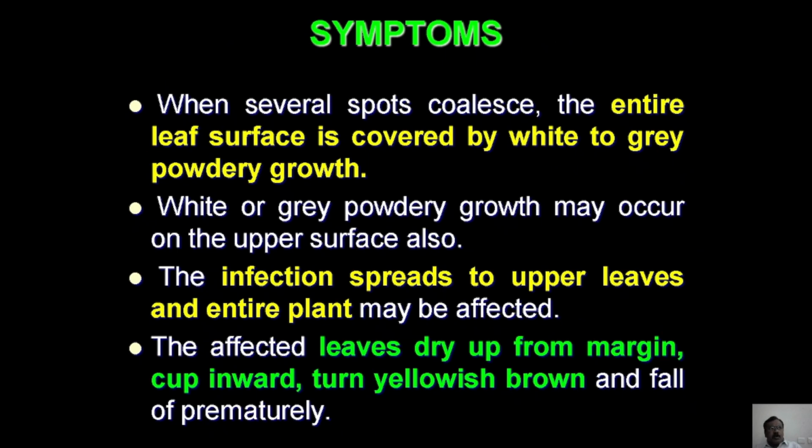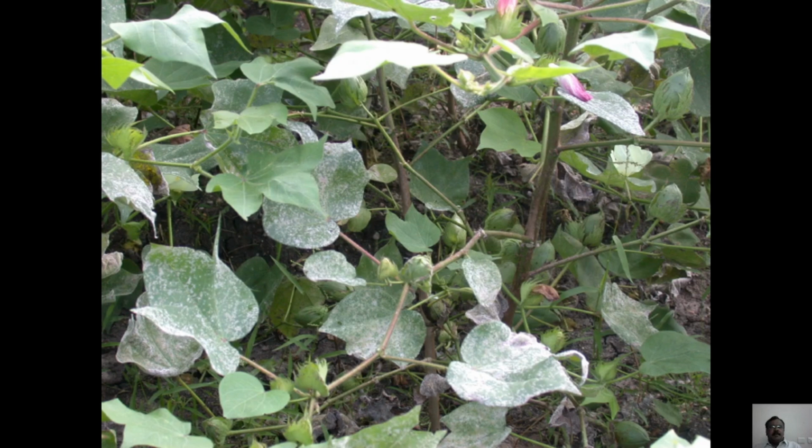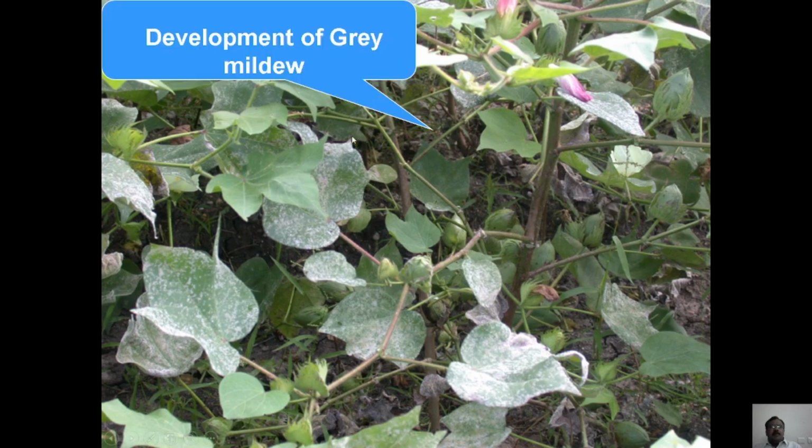When several spots coalesce together, the entire leaf is covered with white powdery growth and ultimately leads to drying of leaves. The infection spreads to the upper part of the plant also, and the entire plant will be affected. All the affected leaves dry up from the margin, cup inward, and then turn yellowish brown and fall prematurely. And this is the typical grey mildew symptom found on the infected leaves.